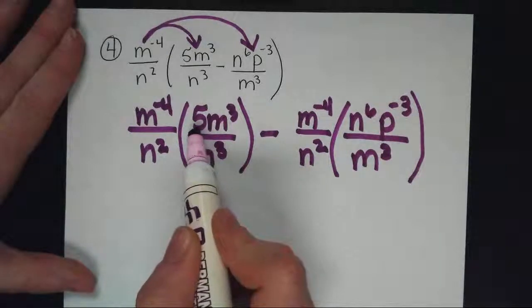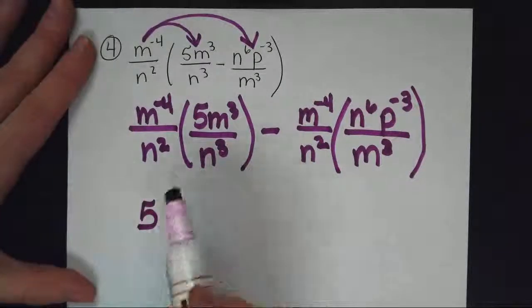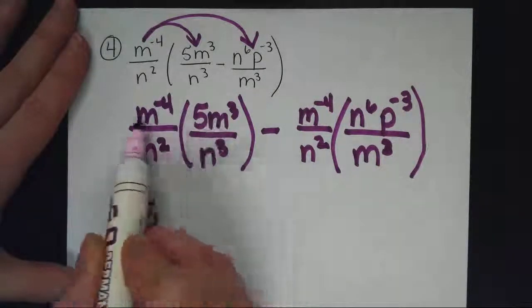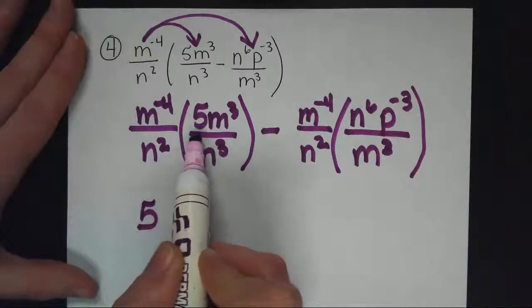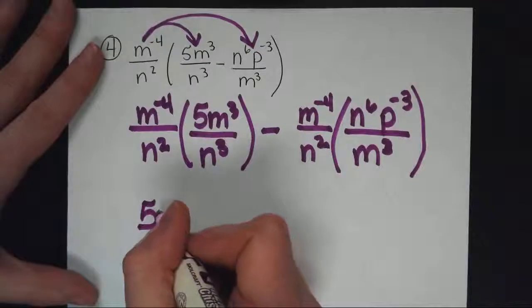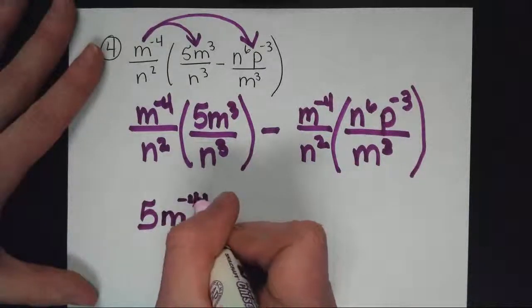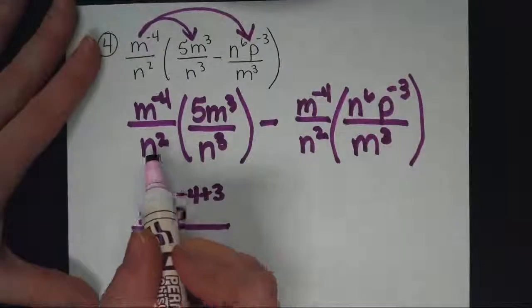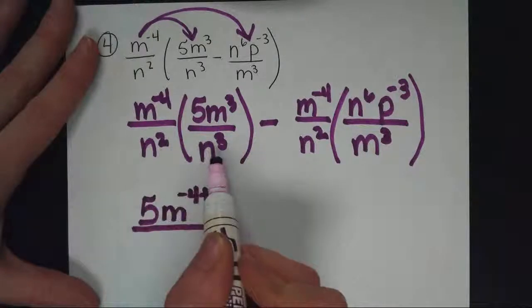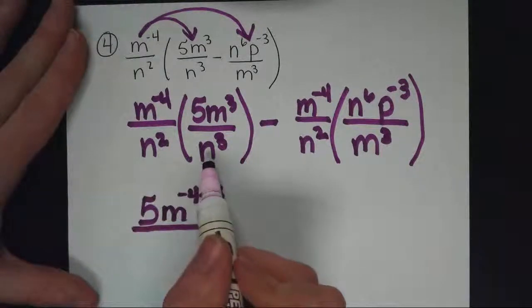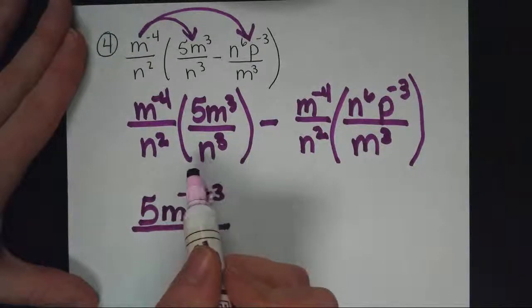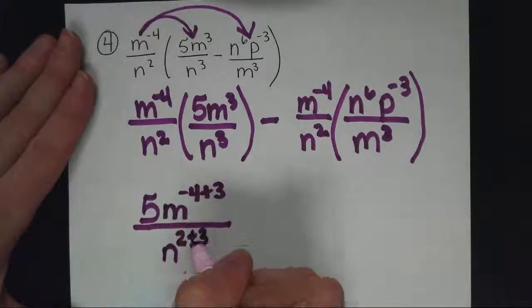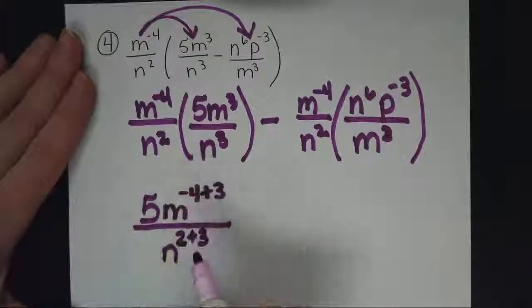So my only number or coefficient in this term is 5, so I'm going to write that first. Now here I'm multiplying m to the negative 4th times m to the 3rd, and I know that I'm multiplying because they're on the same side of the fraction bar. They're both on top. So I've got to add my exponents. That would be m to the negative 4 plus 3. And then here on the bottom of the fraction bar, I've got n squared times n to the 3rd. Since these are both in the denominator and I'm going to multiply them, they're going to stay in the denominator. So that's n to the 2 plus 3. I'm multiplying them, so I'm adding their exponents.